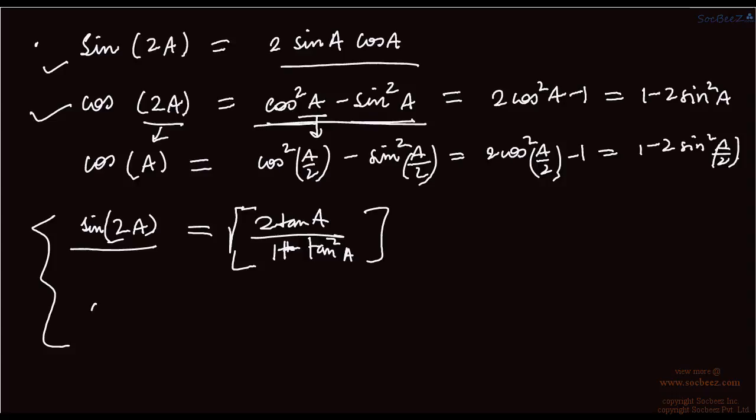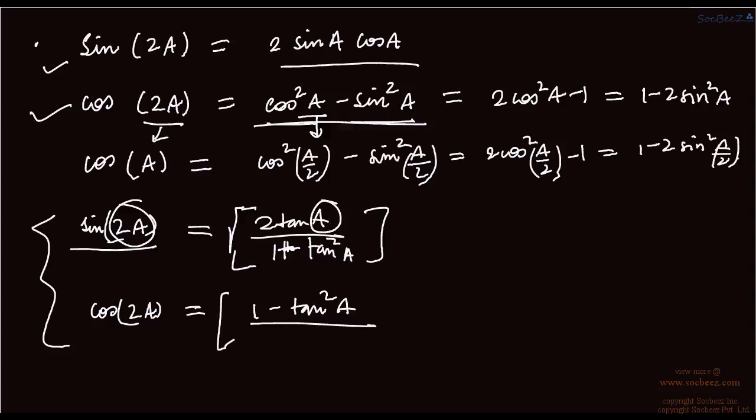Whereas cos 2A is 1 minus tan square A upon 1 plus tan square A. Remember that this is 2A and this is A. On the left hand side we are using 2A, and on the right hand side we are using A. Now we have 3 angles.